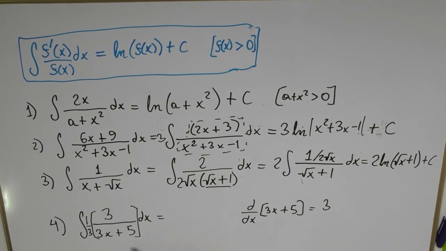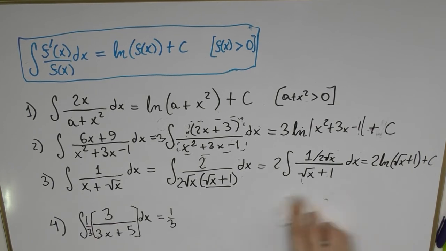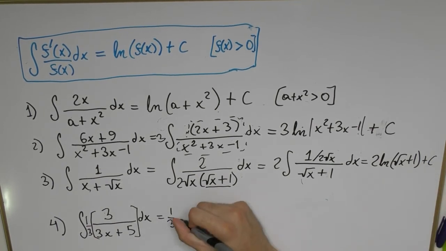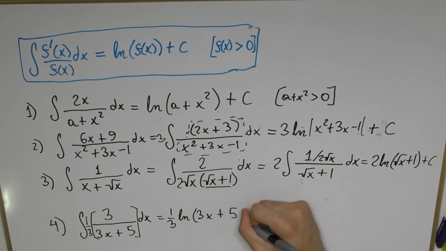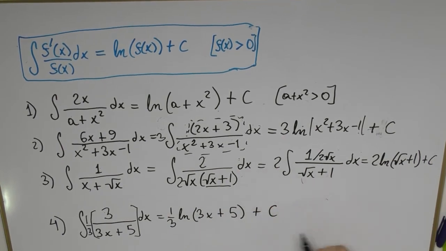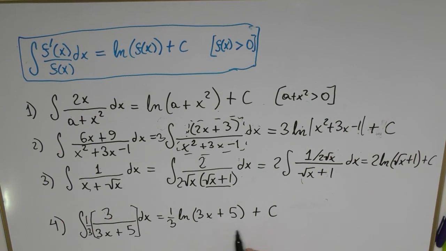So now we have the expression, we have the natural log of that expression, and we have a factor of 1 over 3 at the front. So let's just put that over there. So we have 1 over 3 natural log of 3x plus 5 plus the constant c. And that's going to be our final answer.